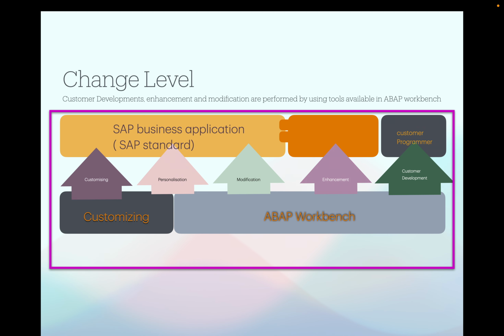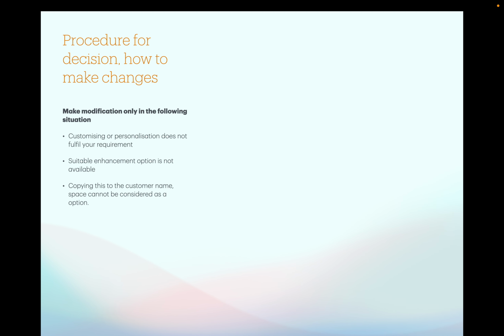These five levels are utilized to enhance, modify, or customize the standard SAP system to the business requirement. We will learn now at which level or which option we have to use for a particular business scenario.